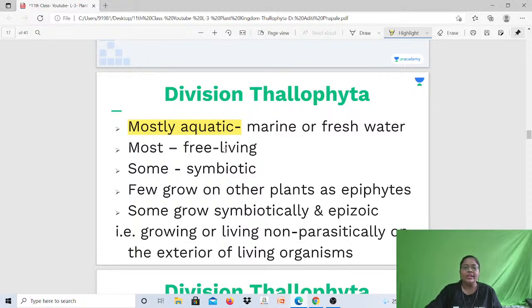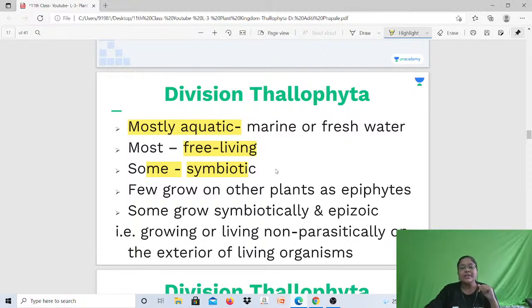Most of them are free living. It means they can live independently. They don't live in symbiotic relationship with other organisms. So most of them are free living. That means they can live on their own independently. And there are a few exceptions. Some of them are symbiotic.